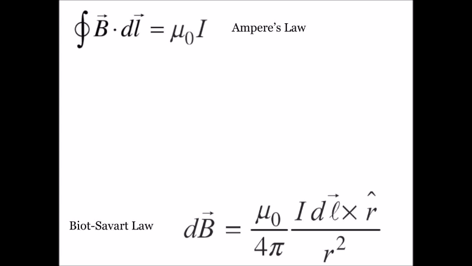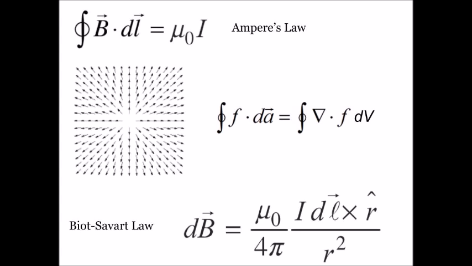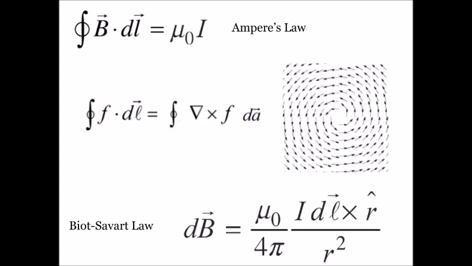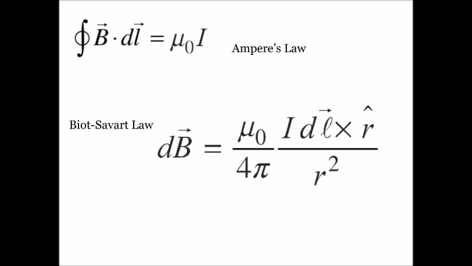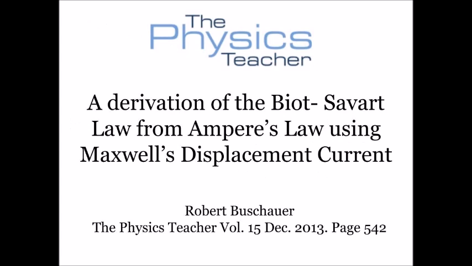And I don't think I really succeeded in part 3, but we did get to meet new friends, vector calculus, the div and curl functions. But that got me thinking, can I derive the Biot-Savart Law from Ampere's Law using Maxwell's displacement current? Well, no, I couldn't do that, but this guy could. Robert Buschauer, pardon the mispronunciation, wrote about it in The Physics Teacher. Look up his article. Here's a run-through of it.